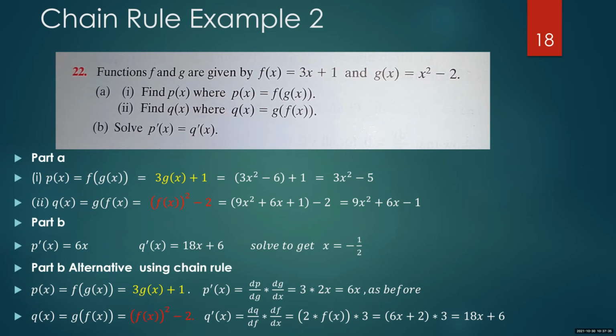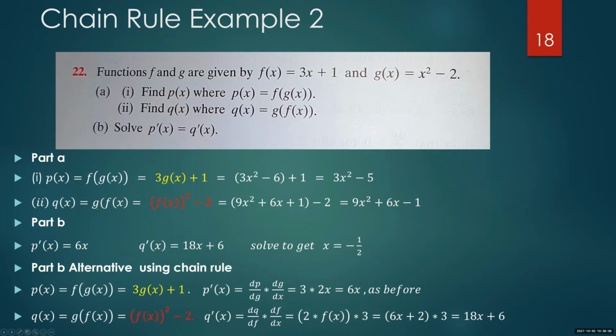The first piece here is to find p of x, where p of x is equal to f of g of x. So f of x is 3x plus 1, so f of g of x is 3g of x plus 1. Now we substitute in for g of x, x squared minus 2, so that becomes 3x squared minus 6 plus 1. That evaluates to 3x squared minus 5.